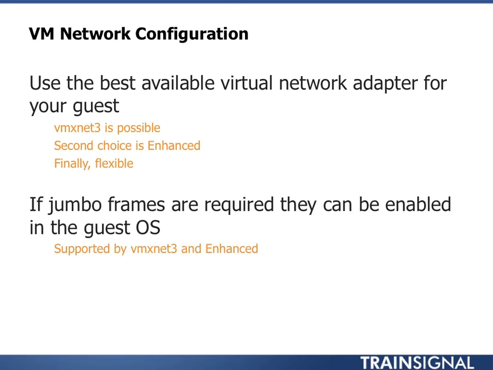If jumbo frames are required, they have to be enabled in the guest. So supported by VMX-Net 3 and Enhanced, but then you have to go into your Linux or Windows guest and actually turn them on. So the driver supports them right away. You don't have to do anything to the driver. The only thing you really would have to do is enable them on your virtual switch and, of course, your physical switches. There's nothing you need to tell in the settings of the VM, but you do have to go into the OS, wherever that is in the OS, and I'll show you in the lab where I do it in Windows, and enable that.